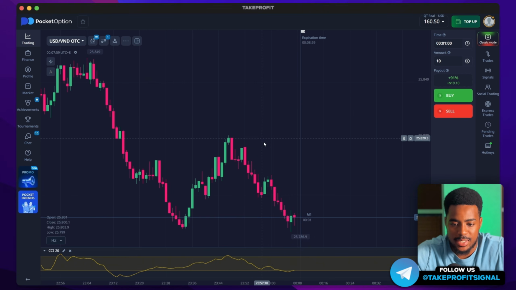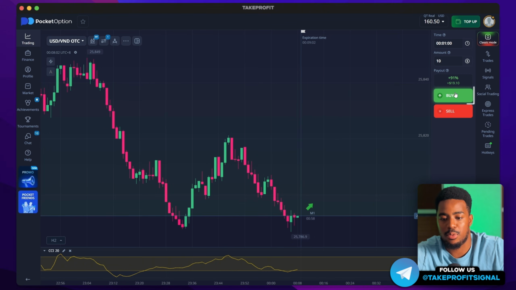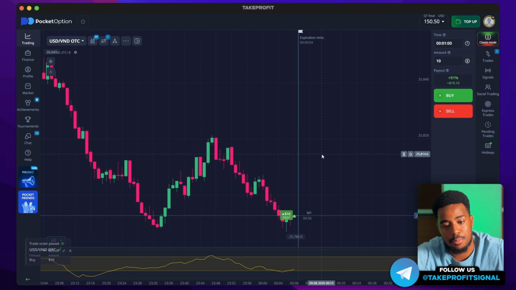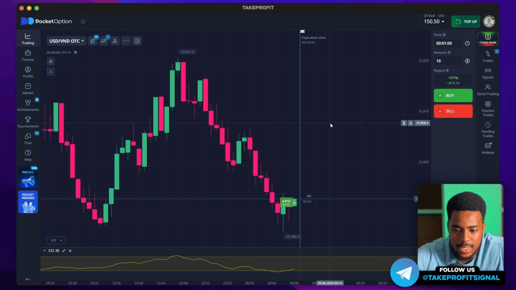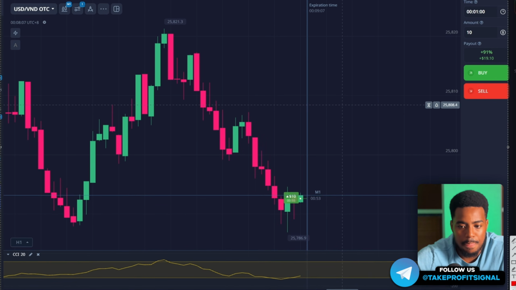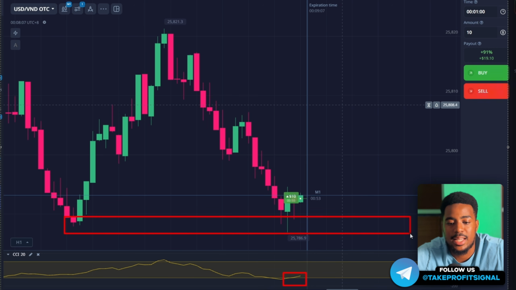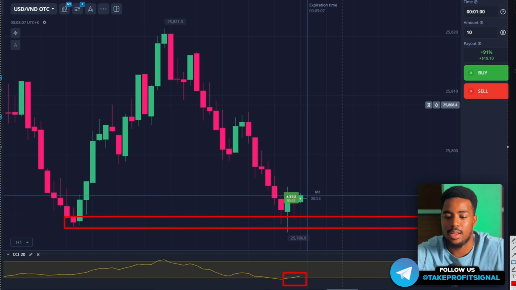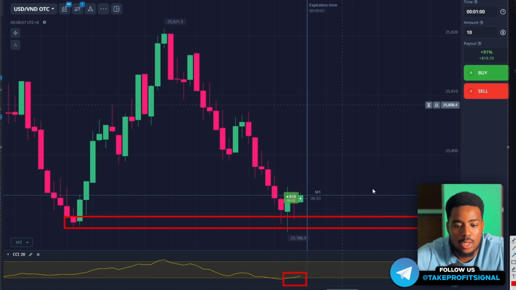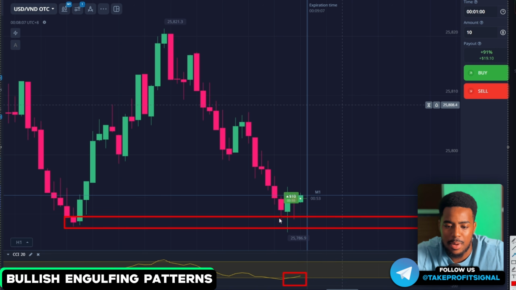So I see another interesting situation and open a position for $10, 1 minute up. Let's take a closer look. So it's pretty simple. The price is near the oversold level on the CCI indicator, which tells me that the price will rise. In addition, the price was at this level. Simultaneously, we formed bullish engulfing patterns.